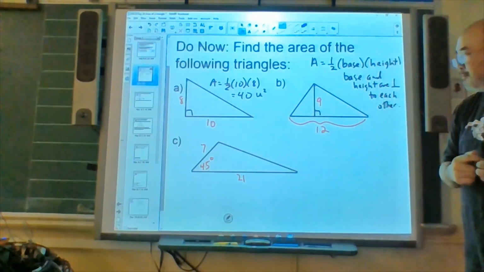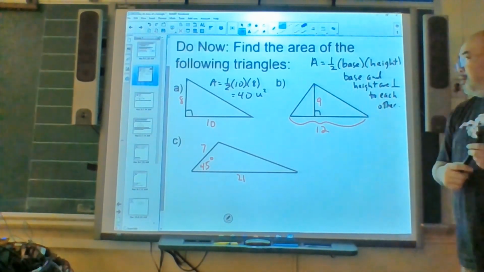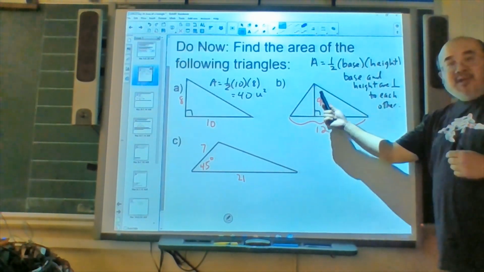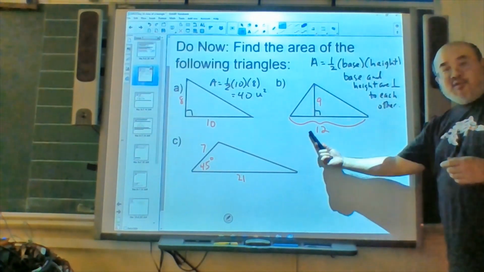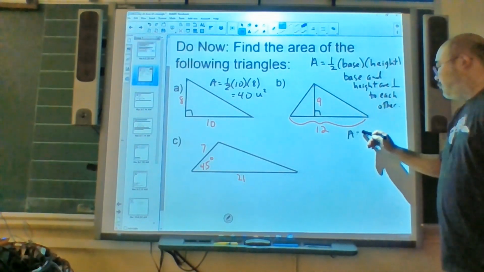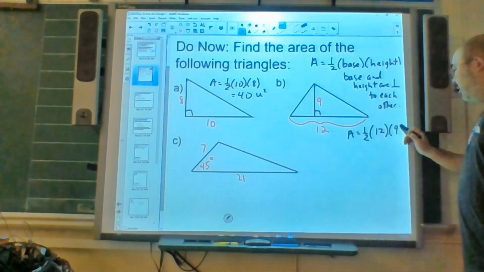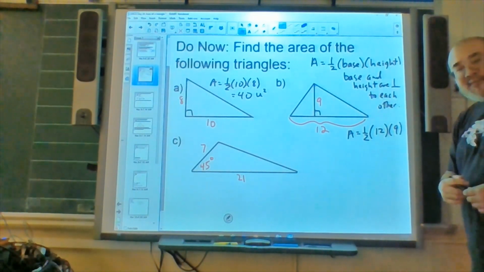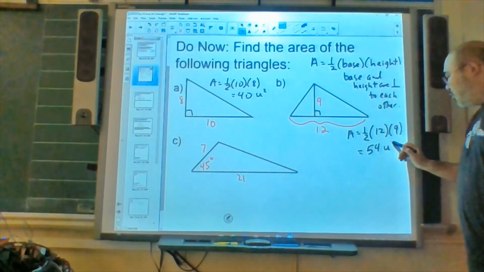The second problem, take a look here. We see that the altitude of the triangle is going to be 9, and the base here is 12. So we'll find the area to be 1/2 times 12 times 9. I'm going to multiply the half times 12 to get 6 first, and 6 times 9 should be 54 units squared.